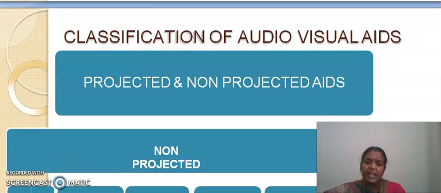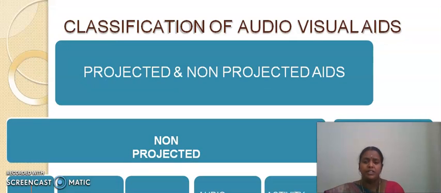The audio-visual aids can be classified in two different ways: projected and non-projected aids. What is the difference between these two things? In using the teaching aid, how can we classify to whom we can use the projected and to whom we can use the non-projected? Being a teacher, you must be aware of all these things. Let me explain that also.